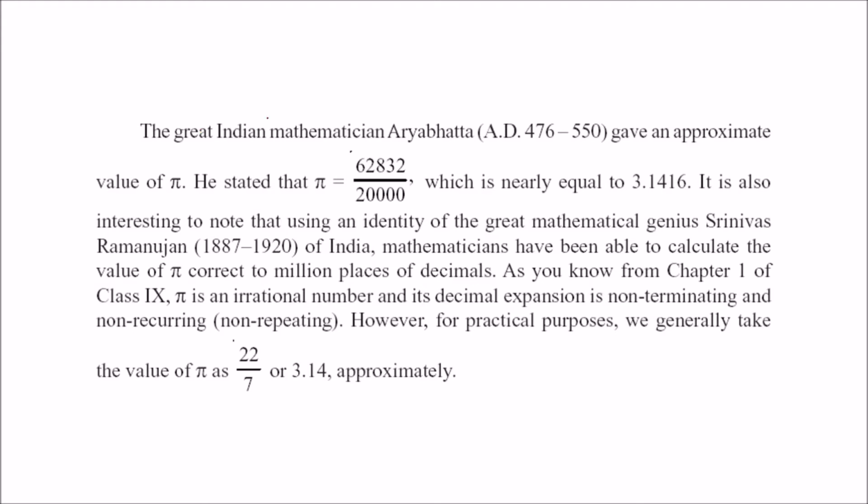Well, in fact, the great Indian mathematician Aryabhatta gave an approximate value of pi. He stated pi equal to 62832 by 20,000, and it was nearly 3.1416. And then the other genius, Srinivasa Ramanujan, a mathematician, calculated the value of pi to a million places of decimal. As we have known, pi is an irrational number and the decimal expansion is non-terminating and non-recurring. So for this calculation purpose, we are going to use 22 by 7 and 3.14 for pi.